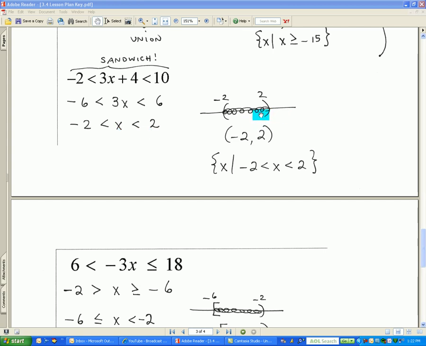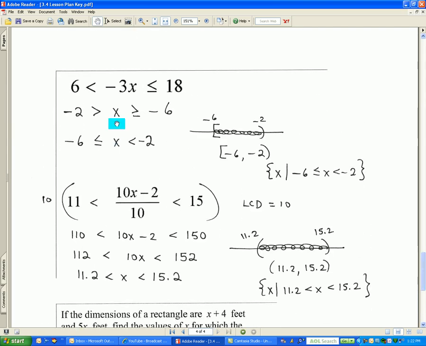When I graph this, -2 and +2 have parens since there's no equal sign. In interval notation, we're going from -2 comma 2. And in set builder notation, we have the set of all x's such that x is sandwiched in between -2 and +2. Set builder notation always has variables in it. Interval notation does not. Neither does the graph. All right.